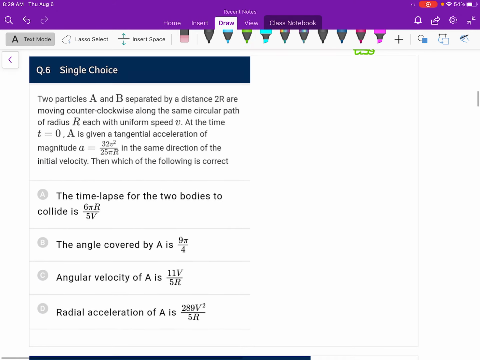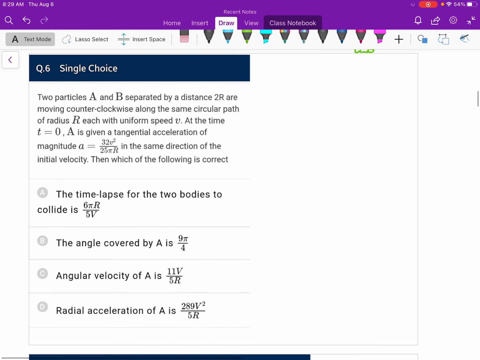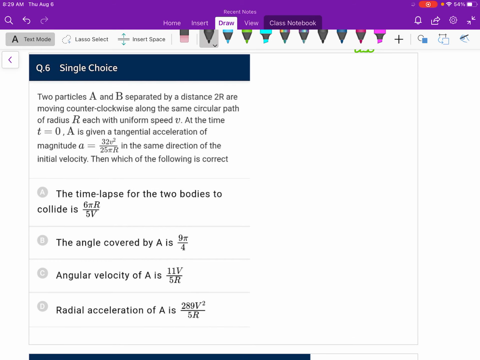Two particles A and B are separated by distance 2r, moving counterclockwise along the same circular path of radius r. So this is the circular path, and the two particles are separated by 2r, and both are moving in anti-clockwise direction. So A has velocity v in this direction, B has velocity v in this direction. Now A is given a tangential acceleration of this in the same direction.